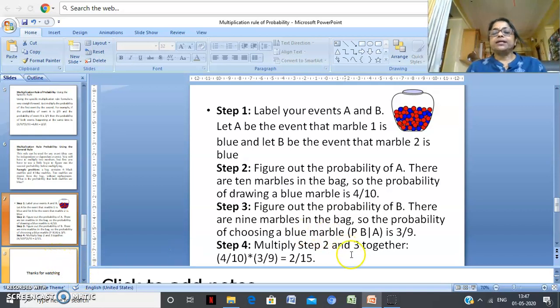So here it is required that you should at least check whether the happening of one event is affecting the other or not. We have to look into the question whether there is replacement or it is without replacement. Then you can easily apply the formula of multiplication.